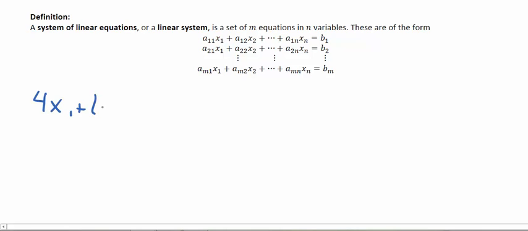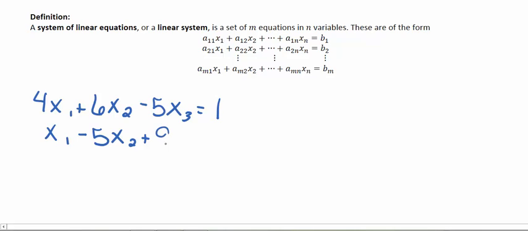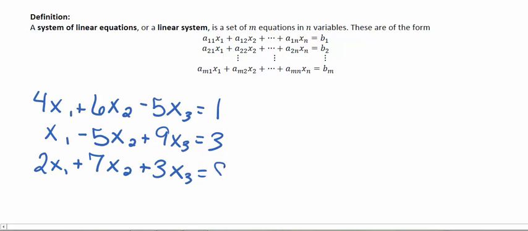4x1 plus 6x2 minus 5x3 equal to 1. x1 minus 5x2 plus 9x3 equal to 3. 2x1 plus 7x2 plus 3x3 is equal to 8. So this is a system of 3 equations in 3 variables. This is considered square because we have 3 equations and 3 variables. However, not all linear systems have to be square.